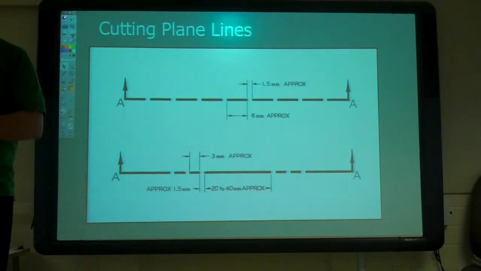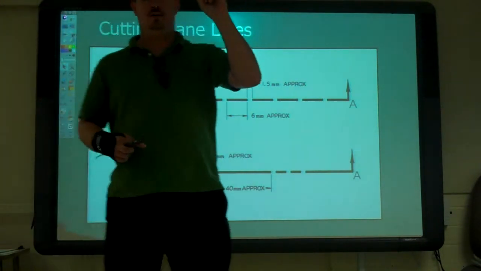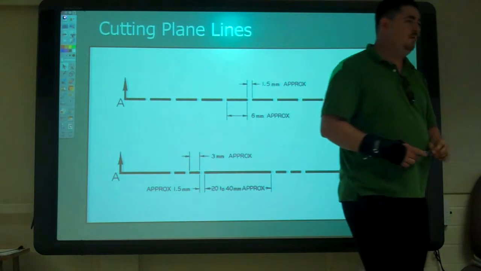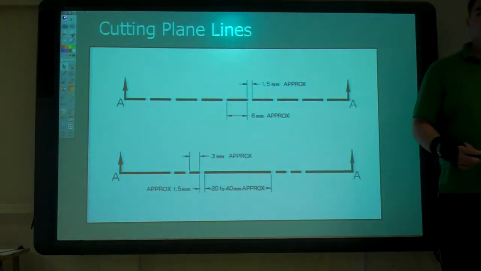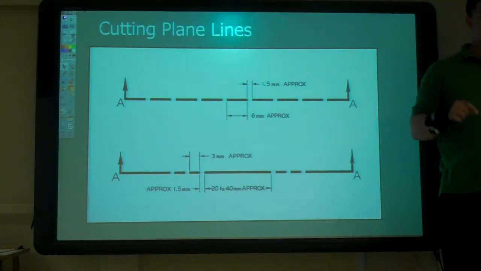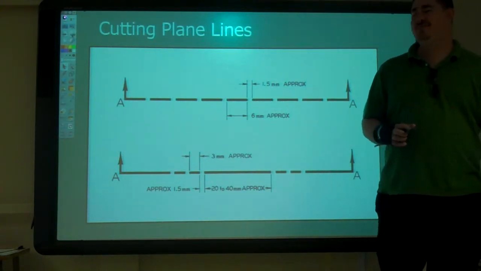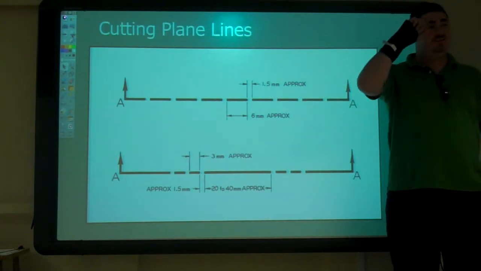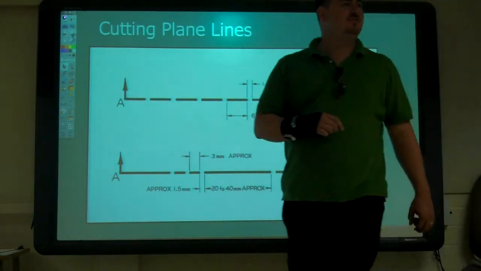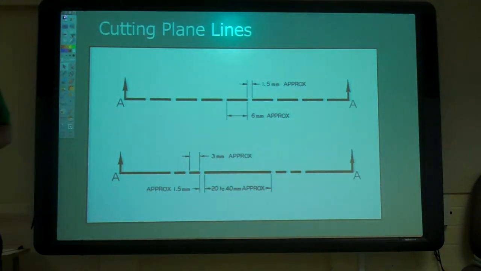Cutting plane lines are thick, as thick or thicker than our object lines. Depending on who you talk to, some people say the same thickness as your object line, some say just a little bit thicker, some say twice as thick. I need to check and see what the rules say. I'll check that later. But as long as you can see what it is, that's what matters. You look at that and go, oh, cutting plane line. You want to see that first. Okay? Questions?